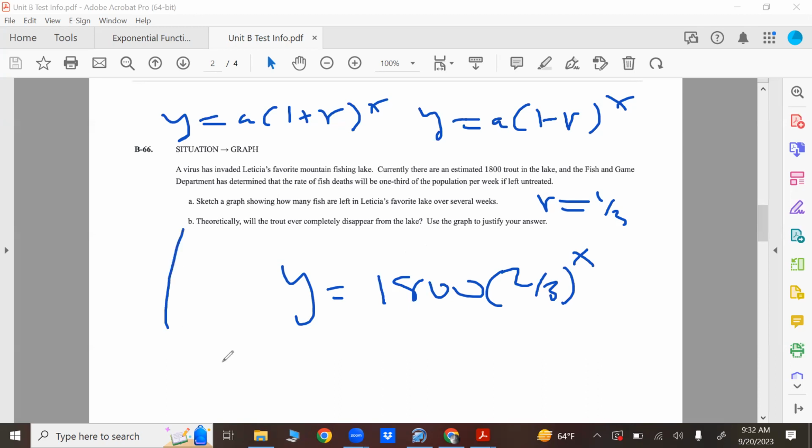And then let's look at part B. Will we ever get to 0? Will we ever have 0 trout? Well, in real life we will, but according to this equation, will we? No, right.